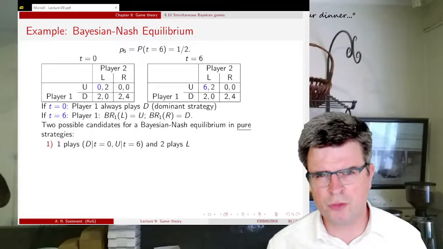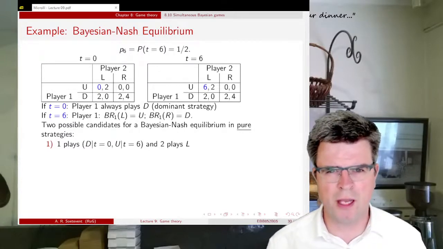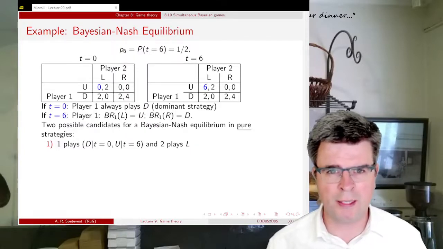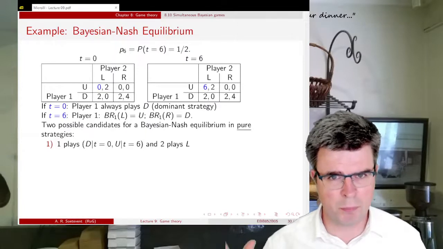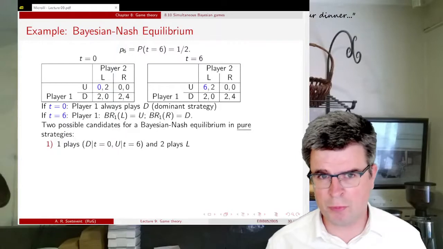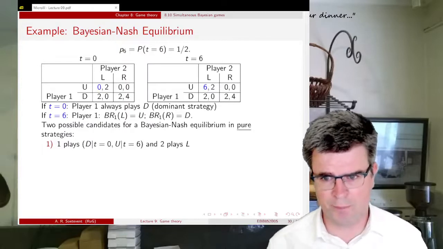This leaves us with 2 possible candidates for Bayesian Nash equilibrium in pure strategies. And note that I've underlined pure here because we're first going to look at equilibrium strategies where none of the players mixes between actions. So player 1, conditional on his type, will play one action with probability 1, and player 2 in such an equilibrium will also choose an action with probability 1.